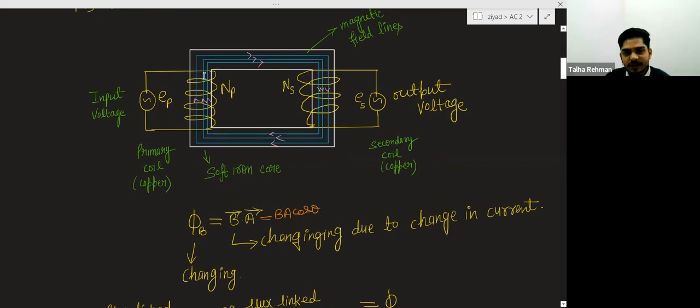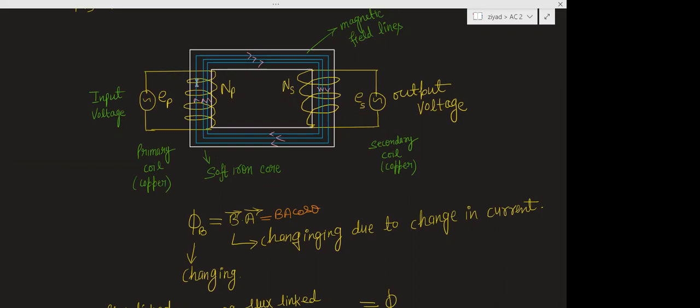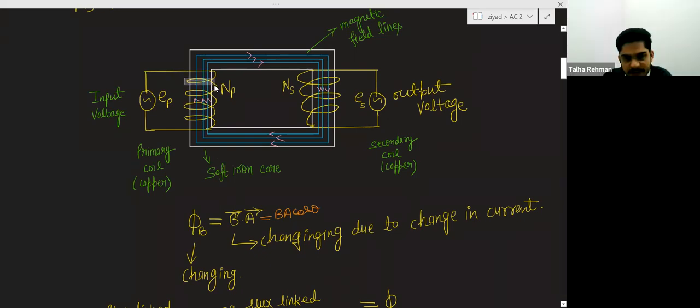Why? Because see, here are three magnetic field lines. What is magnetic flux? Magnetic flux is the number of magnetic field lines crossing per unit area. You can choose any of the coils. Suppose I choose this coil. From this coil, three magnetic field lines are crossing. Now see this coil. From this coil also, three magnetic field lines are crossing. So that is why we can say that the magnetic flux linked with each turn of the primary coil is equal to that of each turn of the secondary coil.